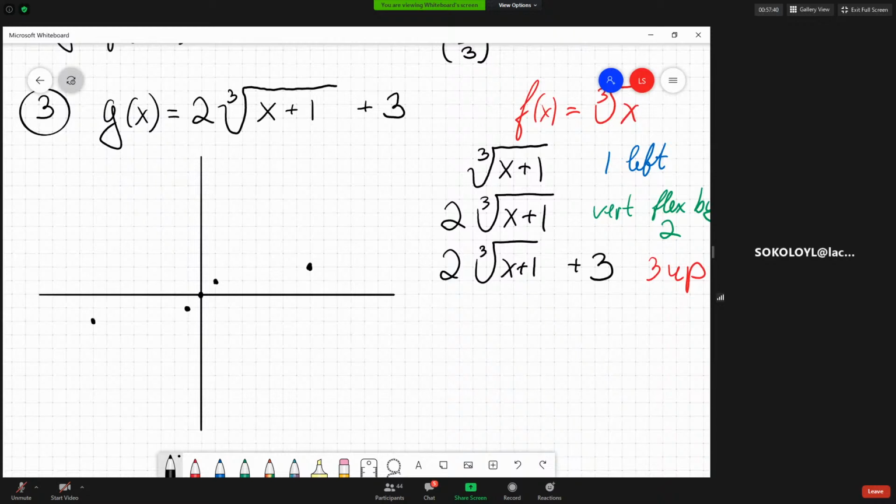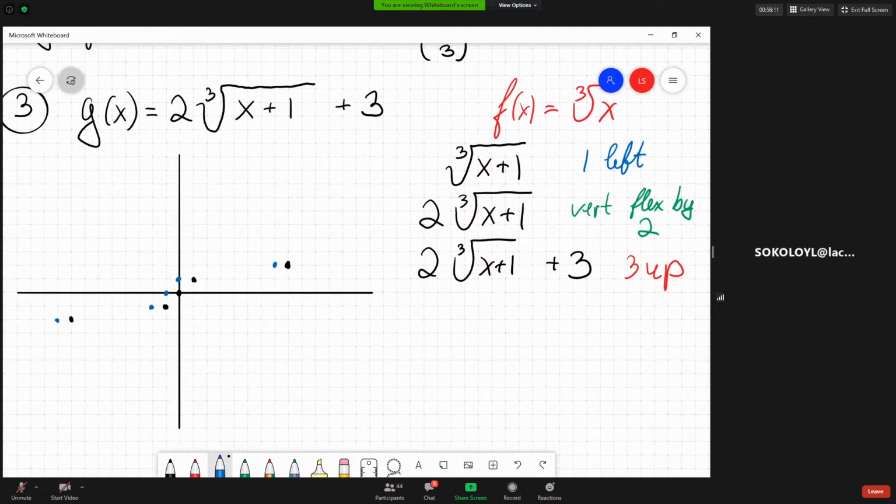If we were to connect the graph, it would look something like this, extending in both directions forever. Domain and range of a cube root is all real numbers. But I'm going to keep just the points and then start the movement. So first, let's apply 1 left. Each point moves 1 unit to the left. Then we have a vertical flex by 2.